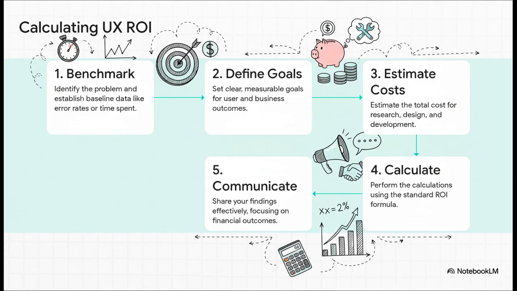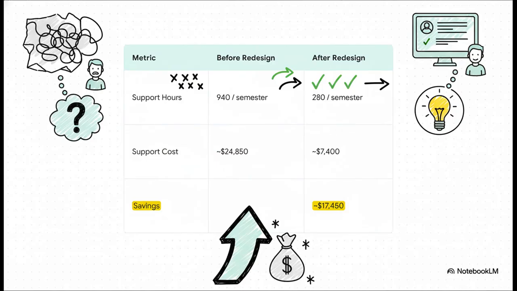You start by identifying a problem, you define your goals, estimate the costs, and then you do the math and share the results. Let's make this super real with a simple example. A university had this online registration form that was a total nightmare to use, which meant they were spending a ton of money on support staff. On a P&L statement, that's a big expense. So by redesigning the form to be clearer, they slashed the number of support hours. Look at those numbers. That is a direct cost saving of over $17,000 every single semester. That's design directly shrinking the cost side of that profit equation.